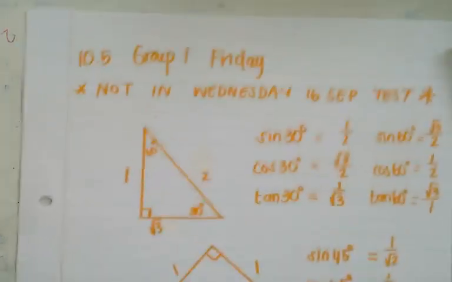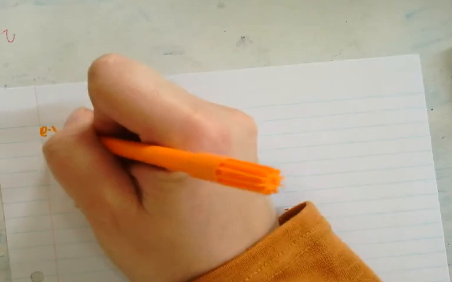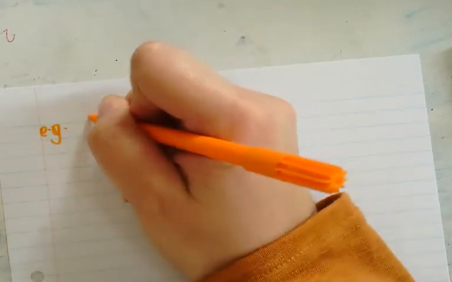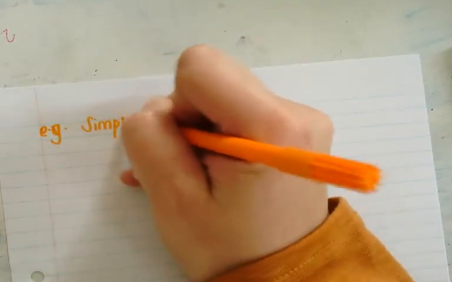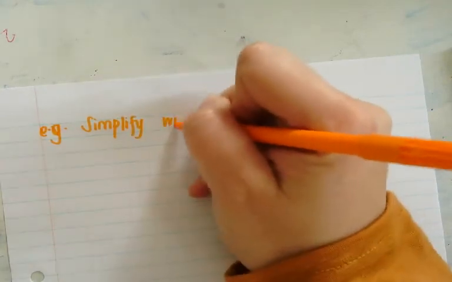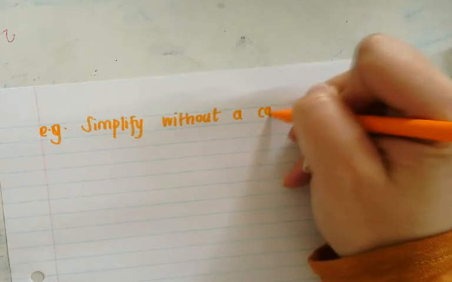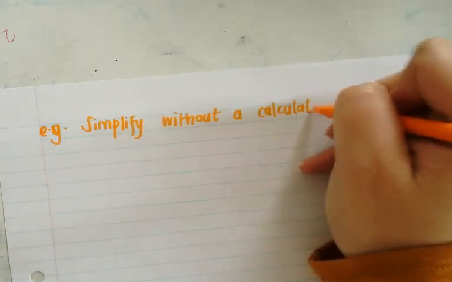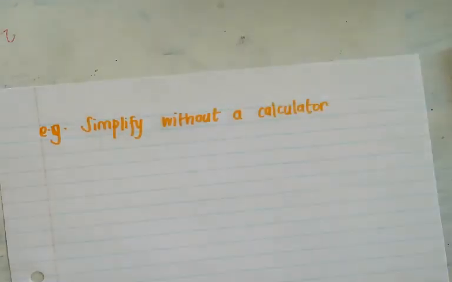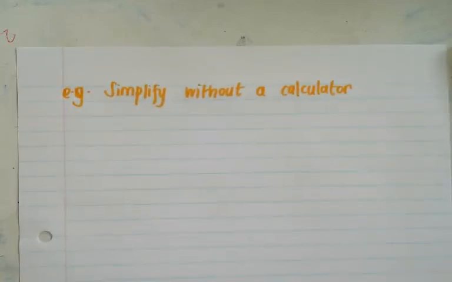Okay, we're done. Okay, so what would this look like as a test question? So we're going to do it as an example. Simplify without a calculator. So that is the indicator that we are probably going to use special angles. Because like I said, special angles can be memorized, therefore calculator is technically not necessary.